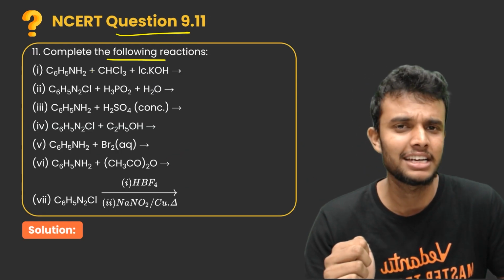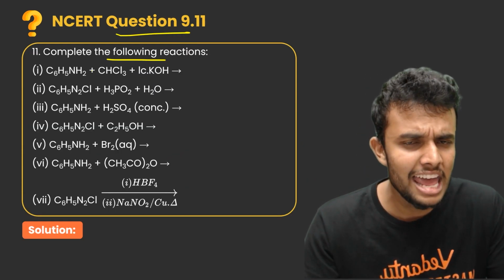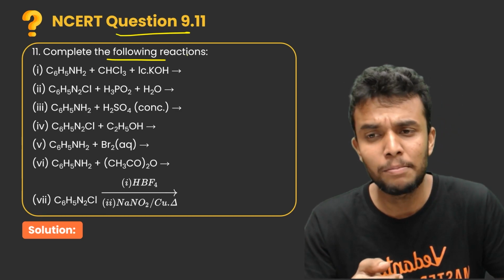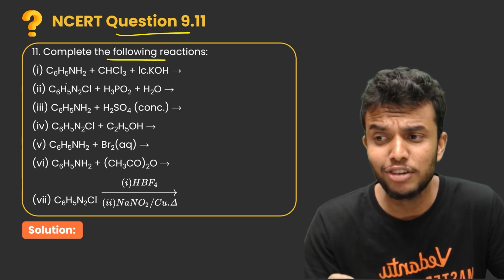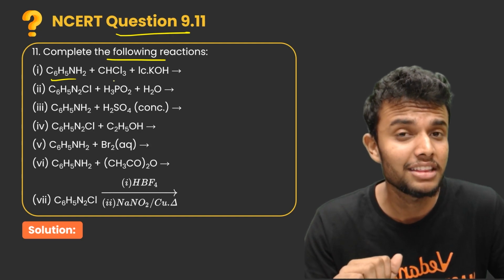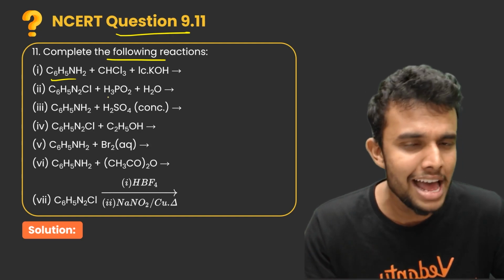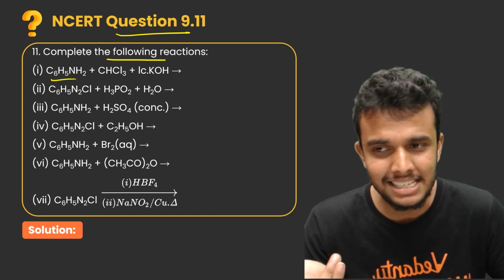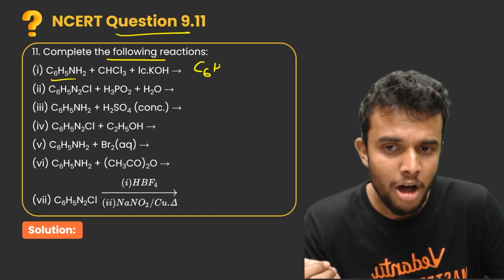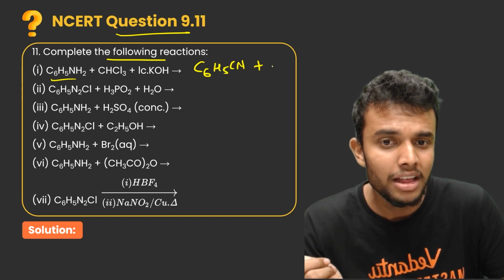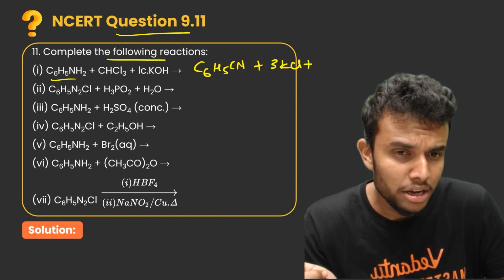Complete the following reactions. We already discussed conversions, names and everything. Let's move to completing the following reactions. We need to complete the reactions. First one, aniline reacts with chloroform and KOH. It is nothing but the carbylamine reaction. That's why it gives an isocyano compound, C6H5NC, with KCl and also water.